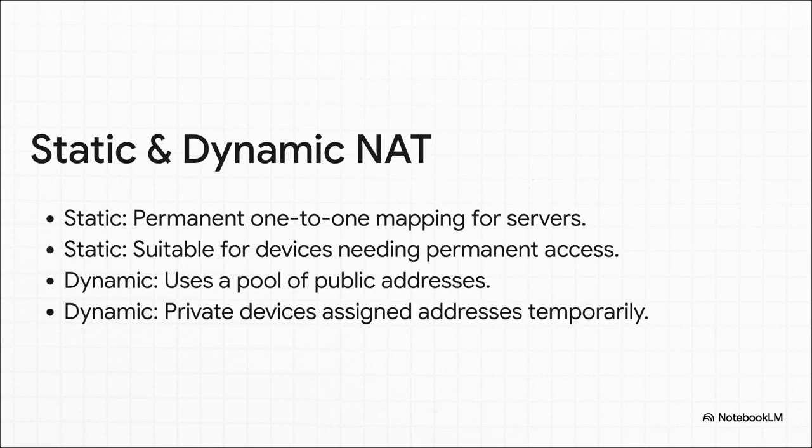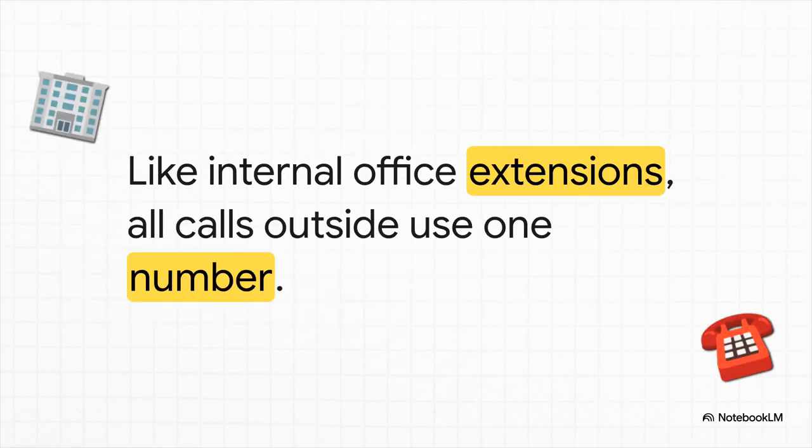Dynamic NAT, on the other hand, is a bit more flexible. Instead of a permanent setup, the router holds a whole pool of public addresses. When a private device needs the internet, it just borrows an available public address from that pool temporarily and gives it back when it's done. But wait, neither of those really solves the problem of a home network with lots of devices and only one public IP, right? To understand the third type, imagine a large office building.